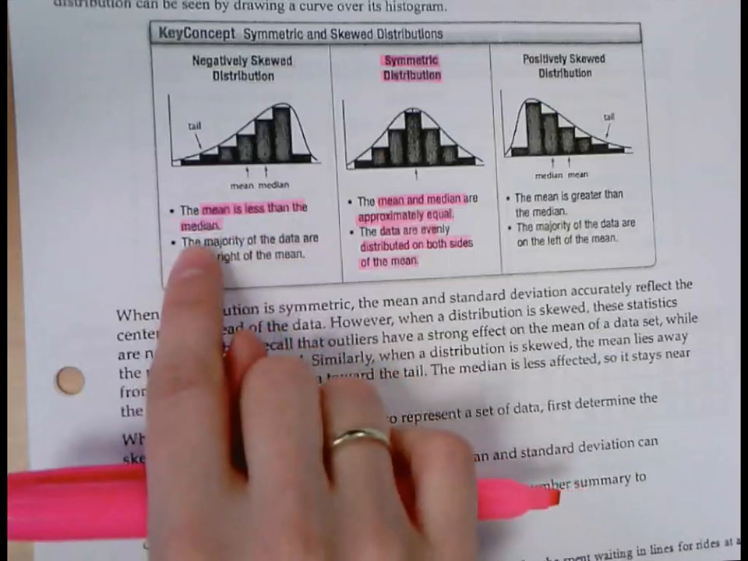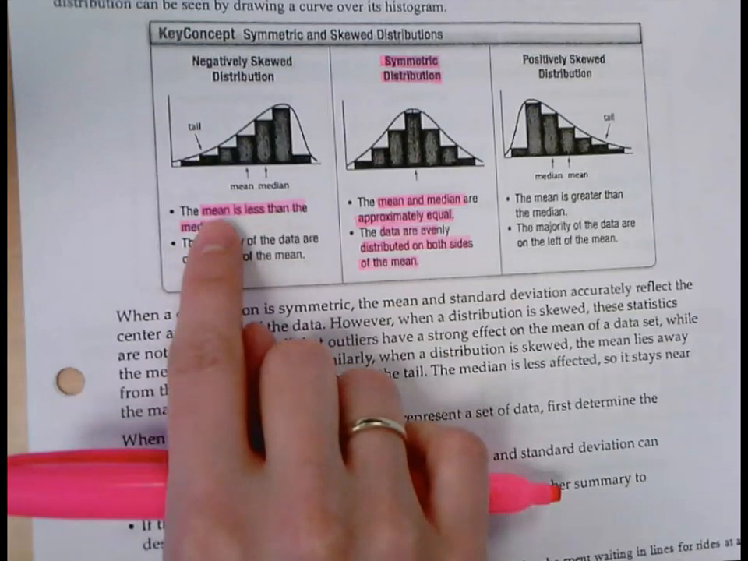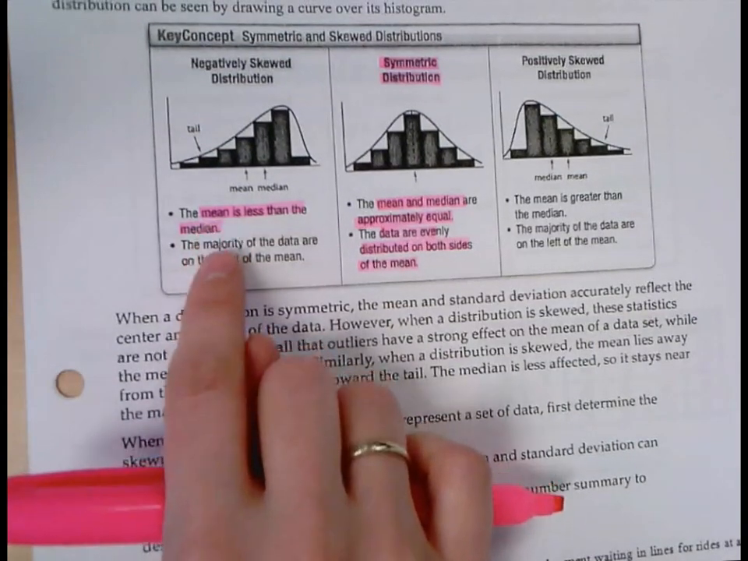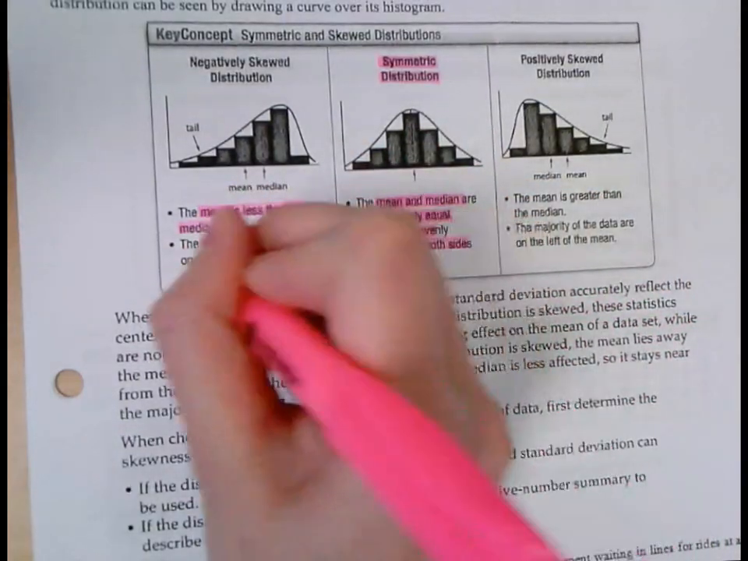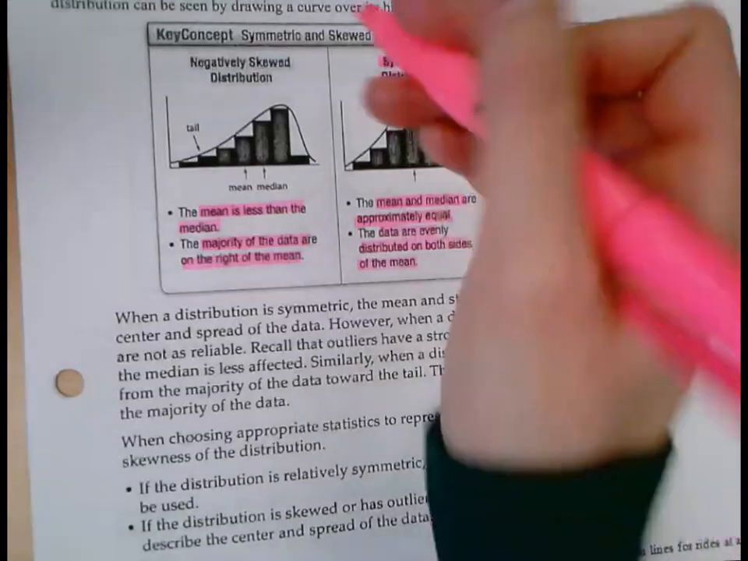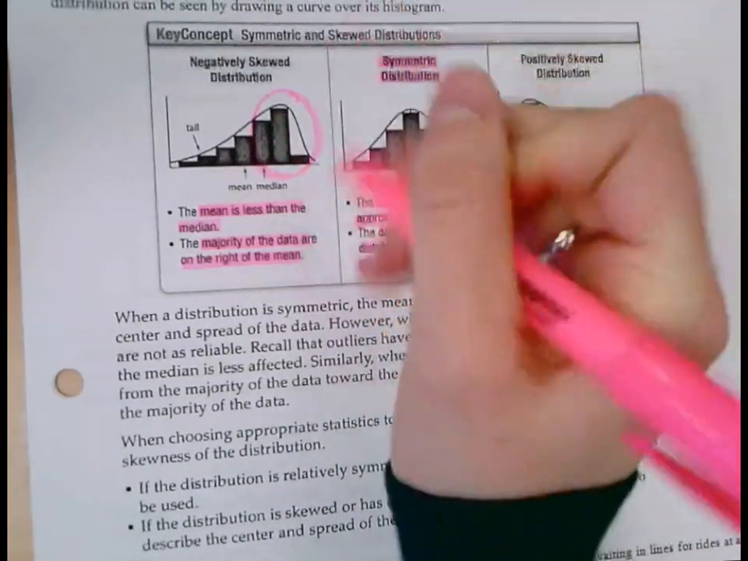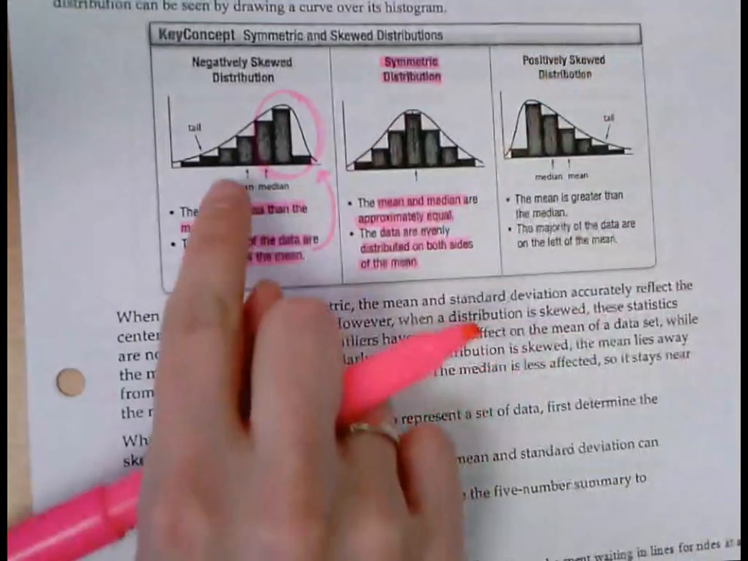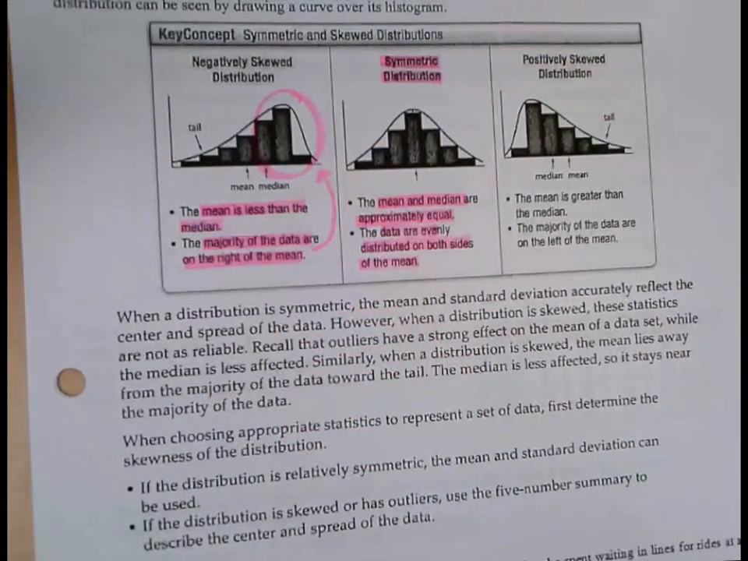And what happens here is the median ends up being a more accurate representation of the center because the mean is being affected, it's being pulled down. The majority of the data, though, are on the right of the mean. So the majority of the data are still on this side. You just have this tail of values that are on the left side, and that would be a negatively skewed distribution.